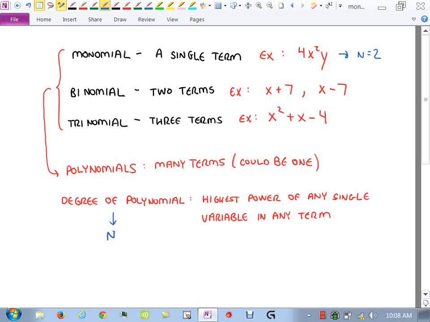What's the degree of the binomial? The binomials here, both of these. What's the highest power? 1. And that's because the x's have power 1 on them, don't they? So n would be 1 there. And then what would the degree of the last one be? 2. Again, because of the x squared right here, 2. So n is 2.